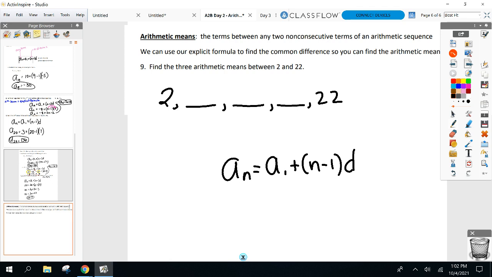What are you confident in plugging in for right away? 2. 2 in for what? 2. Yep, there's the first term. You guys know any other term in the sequence? Okay, ready? 22. Let's see how much we're made of now. Plus, what you going for n? What's the position of 22 in the sequence? It's the 5th term. So 5 minus 1. And now we're solving for D.